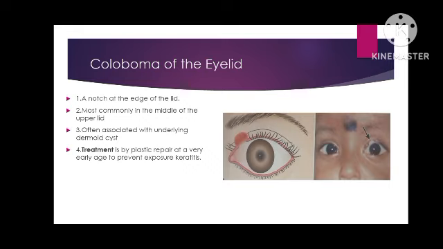Coloboma looks like a notch at the edge of the eyelid. It is commonly seen in the middle of the upper eyelid. It is associated with a dermoid cyst.